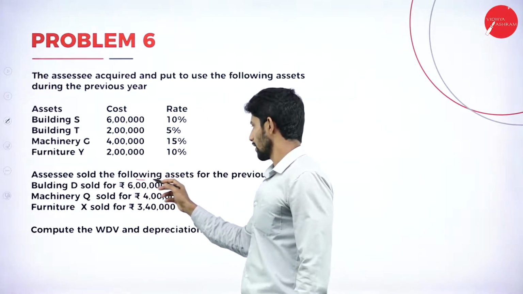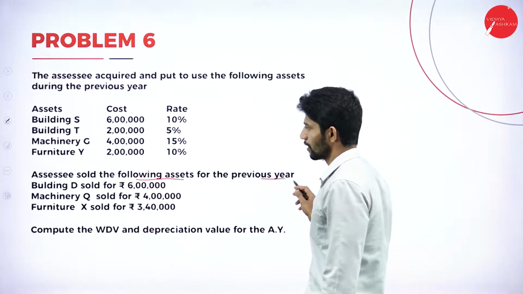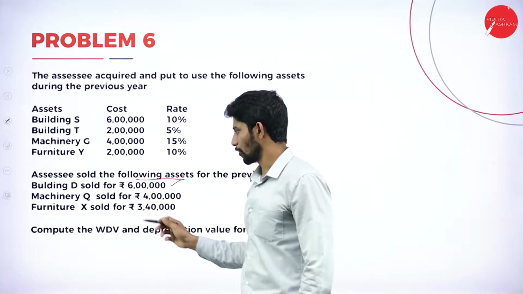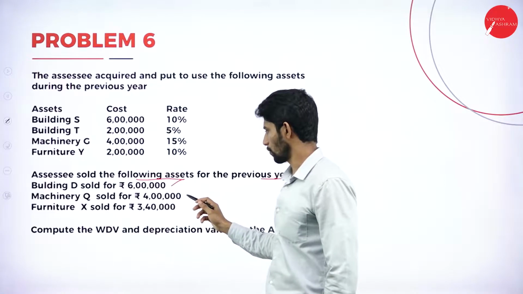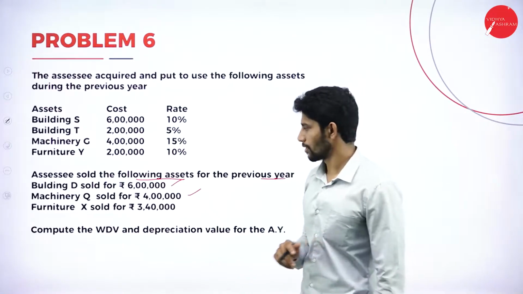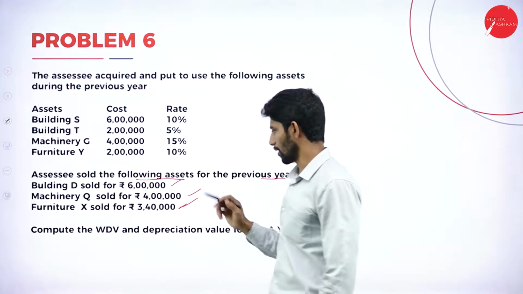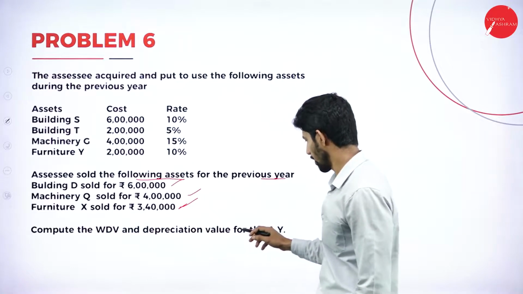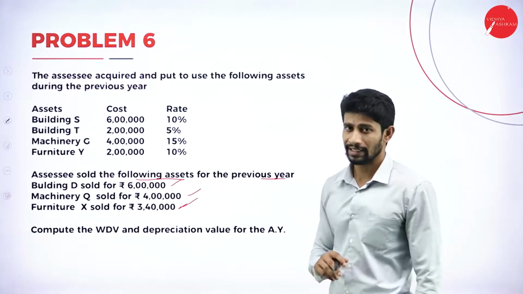The assessee sold the following assets during the previous year. He sold building D for rupees 6 lakh, and he also sold machinery Q for rupees 4 lakhs, and furniture X for rupees 3 lakh 40,000. Compute the WDV and depreciation value for the assessment year.